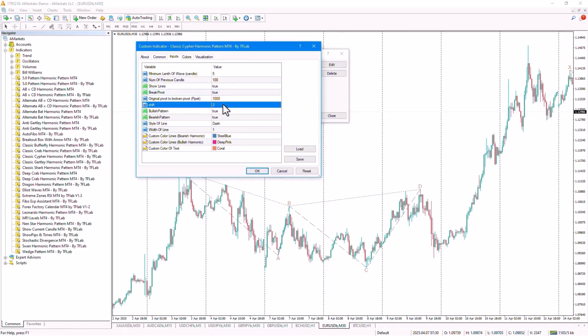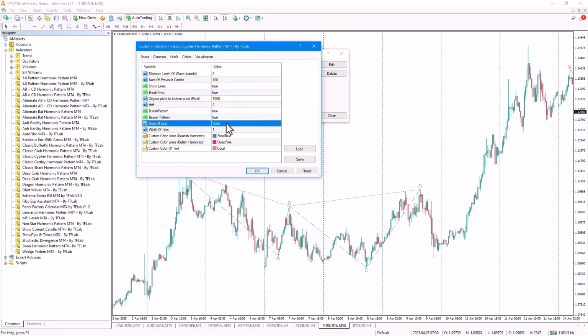In the next section, there is the shift option, which we can use as a confirmation for the harmonic pattern. If we set this option to 0, with the closing of the candle, it examines and displays the harmonic pattern. If other numbers are set, for example, the default number here is 2, after the formation of the harmonic pattern and the closing of the candle, it moves 2 candles forward and then examines the harmonic pattern.